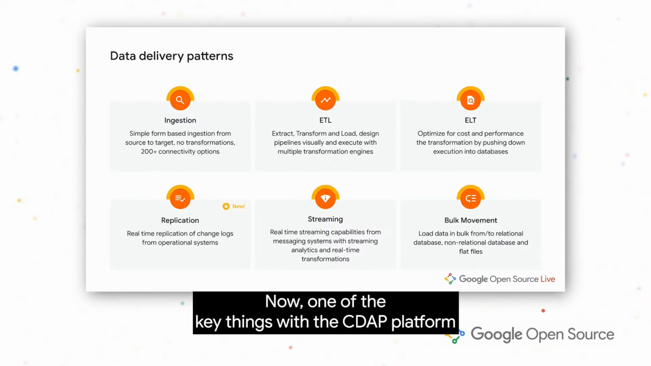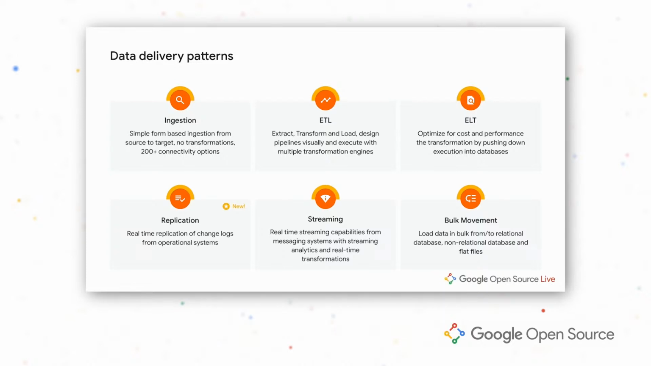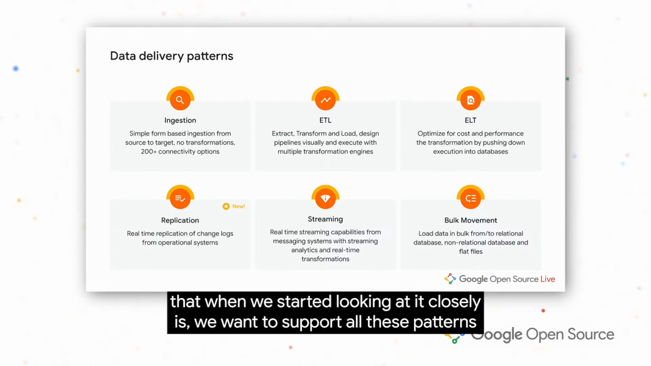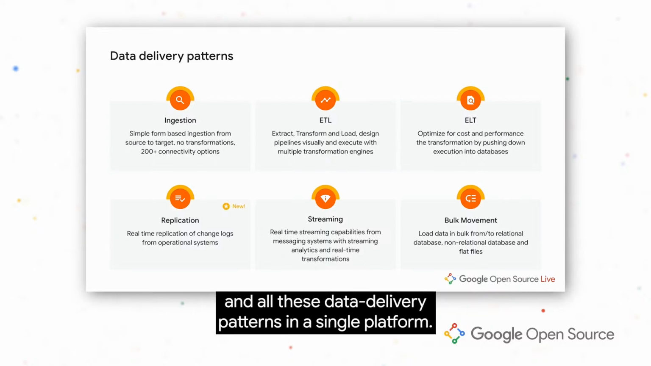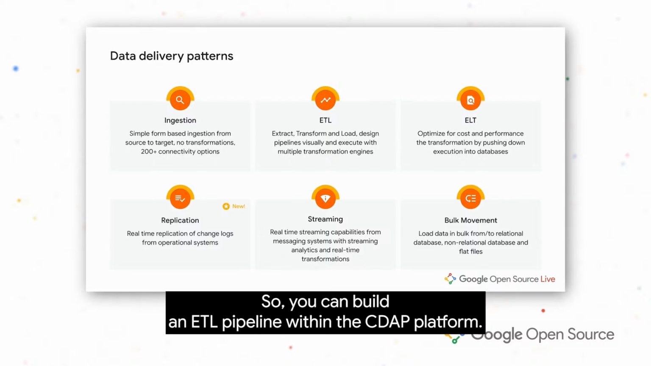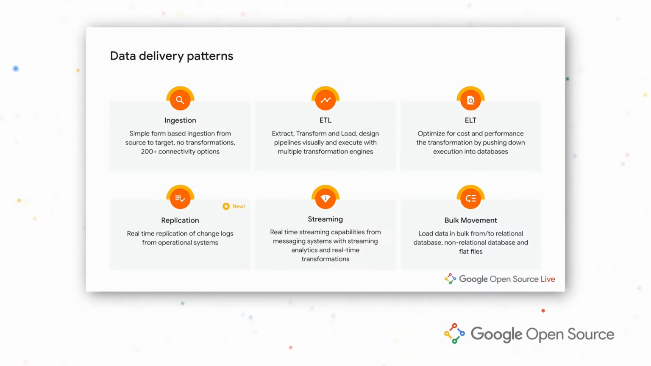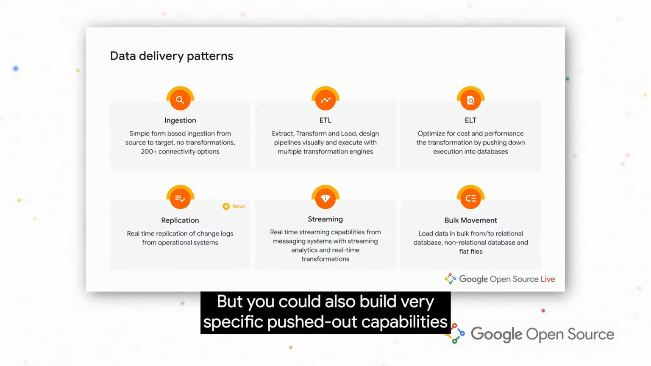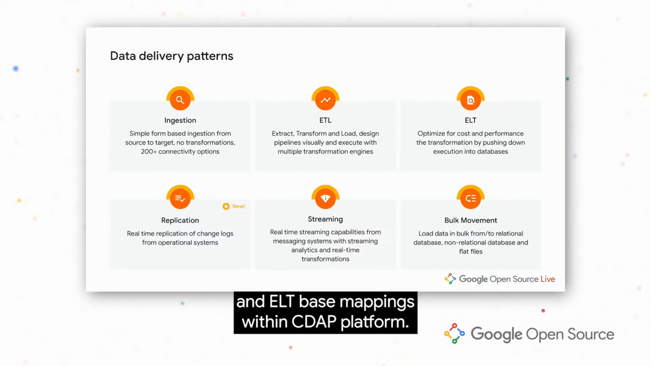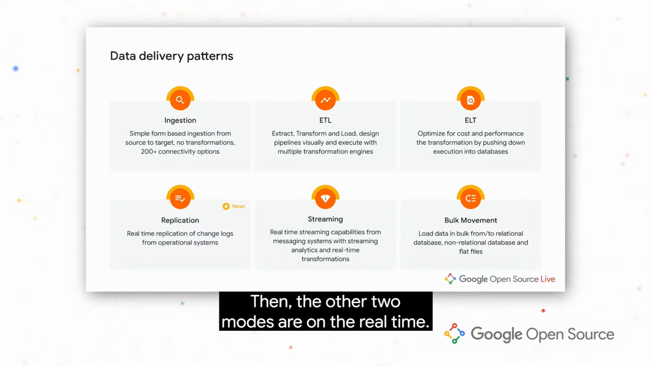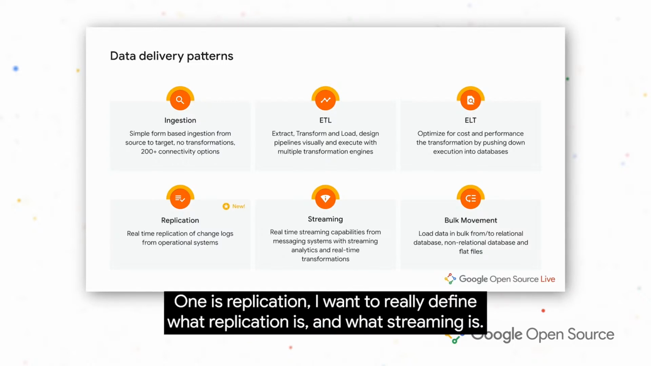Now, one of the key things with the CDAP platform, when we started looking at it closely, is that we want to support all these data delivery patterns in a single platform. So you can build an ETL pipeline within the CDAP platform. But you could also build very specific push down capabilities and ELT based mappings within the CDAP platform. Like you can take a join and push it down. Then the other two modes are on the real time side. One is replication.